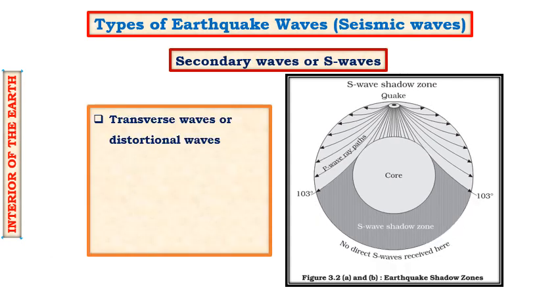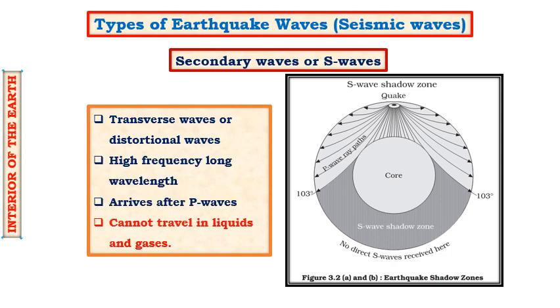The second wave type, the body wave type, is the S wave. Okay, it's also referred to as transverse wave, distortional wave, high frequency, long wave, and it arrives after the P wave. So it is the second fastest of the two. Well, number one thing, it is the second fastest. But the most important thing that we need to remember here, the most crucial thing about S wave, is that it cannot pass through liquids and gases.